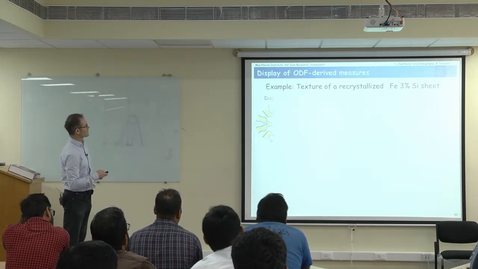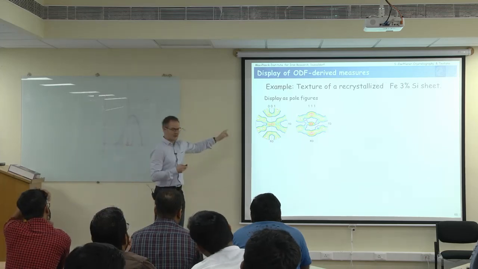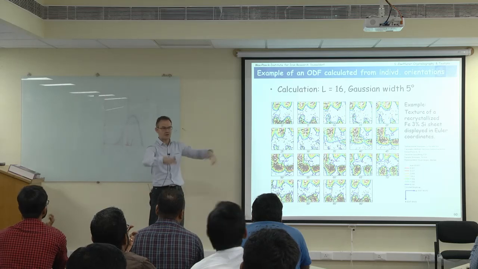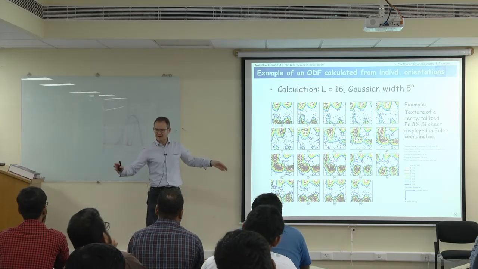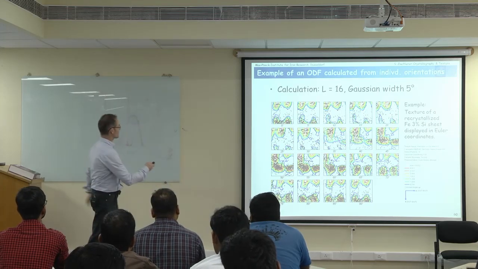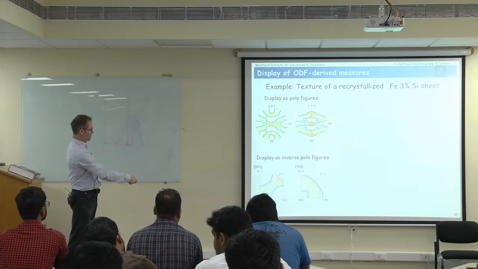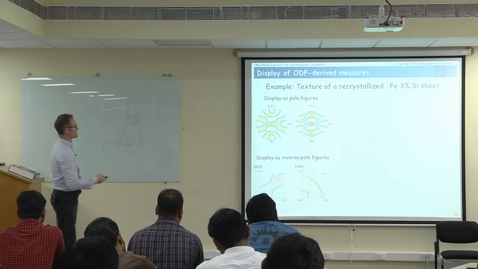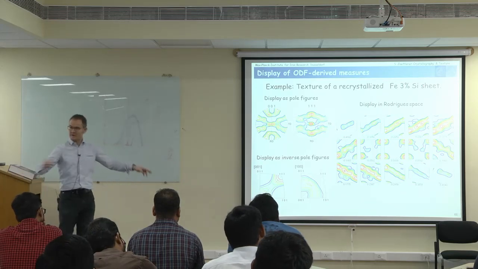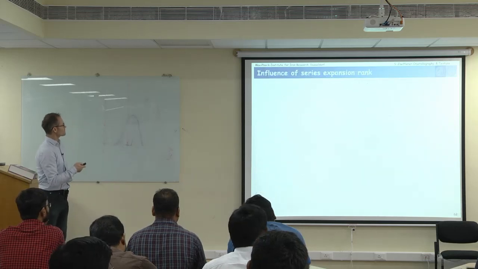But now let's calculate the same thing. Okay, a little point: once we have calculated this ODF, the orientation distribution function, then of course I can calculate from that everything else. I can calculate pole figures, every kind of orientation distributions, for example normal pole figures, inverse pole figures, as we spoke about. I can also calculate the Rodrigues space or the Euler space or whatever you want from it. Let's not go into details there.